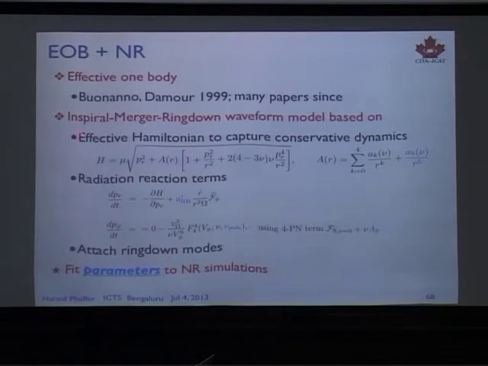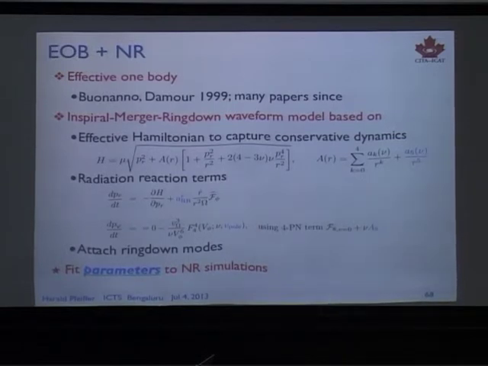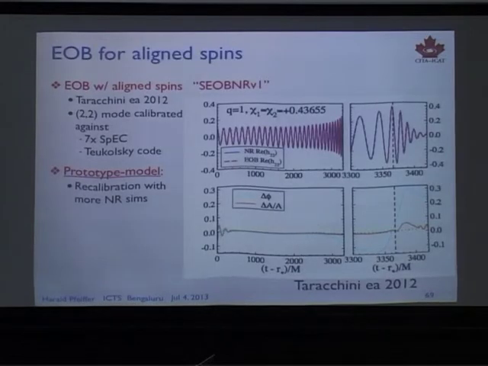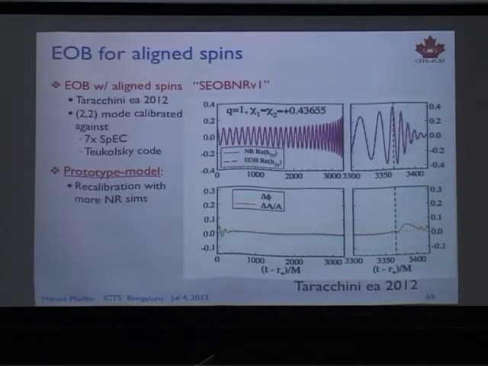You basically start out with a formalism developed in the late 90s by Buonanno and Damour, which gives you quite complicated expressions for an effective Hamiltonian and some other terms. And then you put in new terms by hand in strategically chosen places and fit those terms to numerical relativity simulations. In the past, we've done this for non-spinning binaries and for aligned spin binaries.